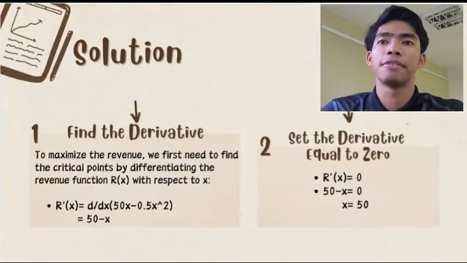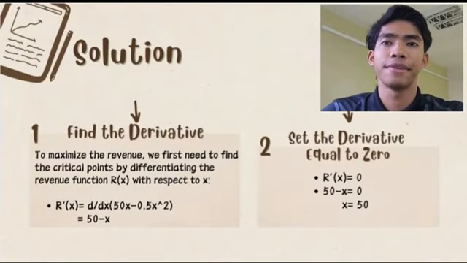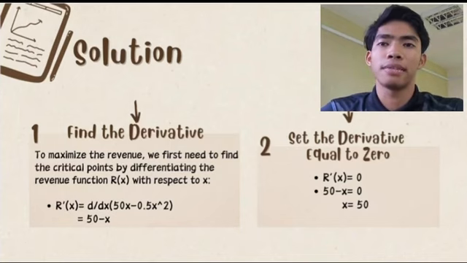So there are 4 steps to find the solution. The first one, find the derivative. To maximize the revenue, first we need to find the critical point by differentiating the revenue function R(s) with respect to x. So R'(s) equal to d/dx of (50x minus 0.5x to the power of 2). So we get the answer 50 minus x. Second, set the derivative equal to 0. R'(s) equal to 0. And then we get 50 minus x equal to 0, and then x equal to 50.